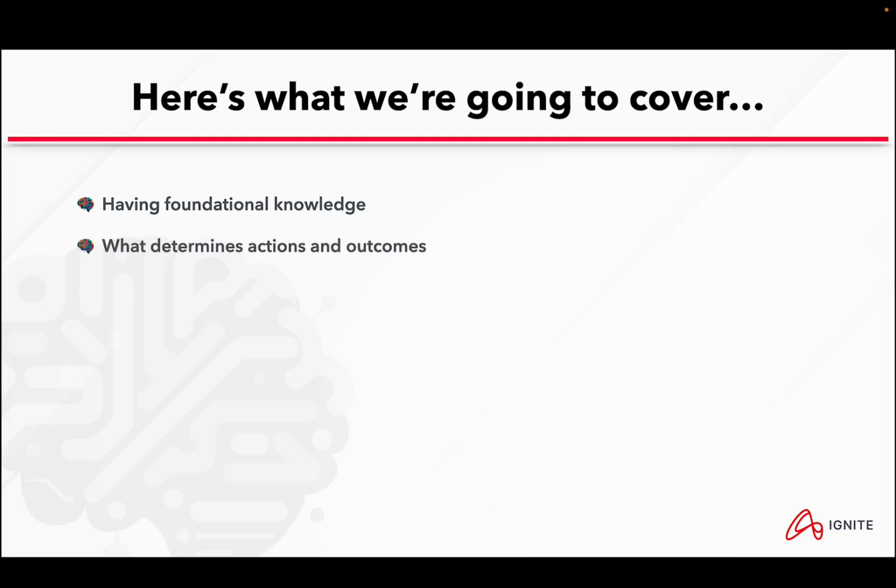We're also going to talk about what determines actions and outcomes. So what drives our actions, what ultimately leads to these outcomes, and there's a number of different things that contribute to making that a reality. We're going to focus on balance, order, and organization because that's really important for everything that you're going to be learning over the remainder of this program.